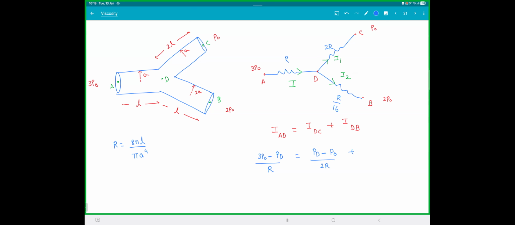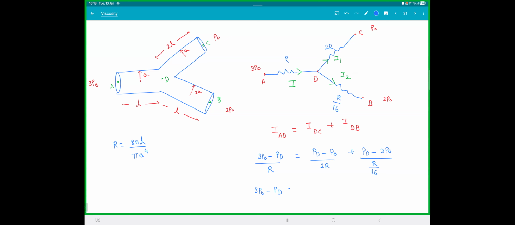Now see, you can ask me, sir, how do you know current is going like this? Why can't it go that way? Don't worry about it. Science will take care of it. You assume any direction, you'll get a minus sign if it's wrong. So this will be (PD minus 2P naught) by R by 16. The reason why I took everything as R is that it will get cancelled anyway. Then you get it pretty nice.